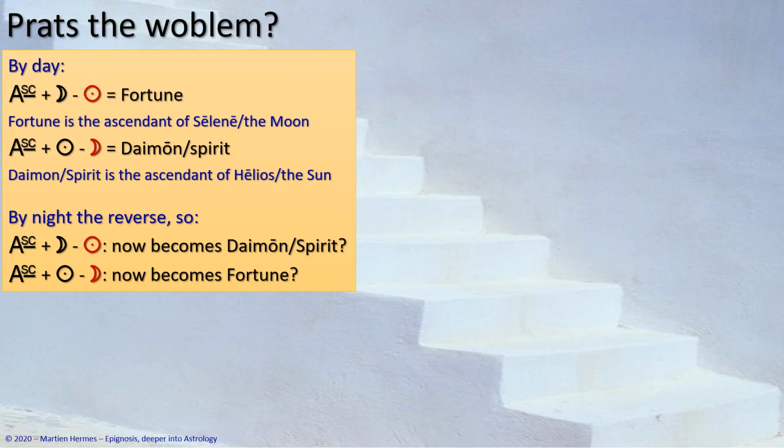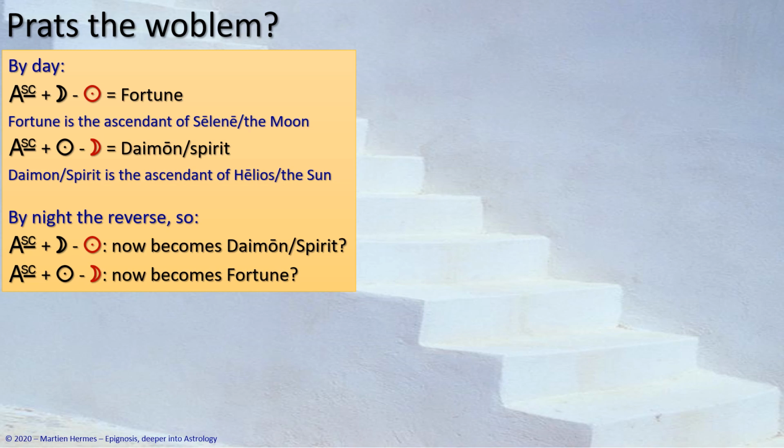Okay, so let's have a look at it. What's the problem with this? Well, if you look at the formula, you get a certain symbolism and a certain template for interpreting these lots, as I have shown in my previous video, so please refer to that if you're not quite following what I'm saying here.